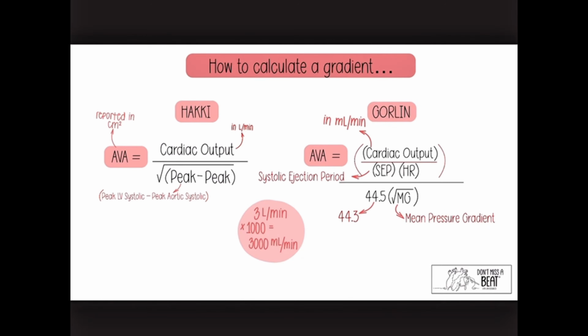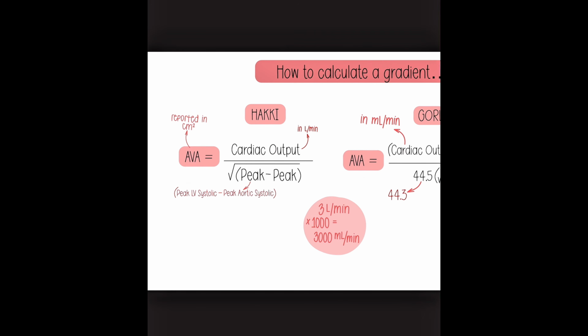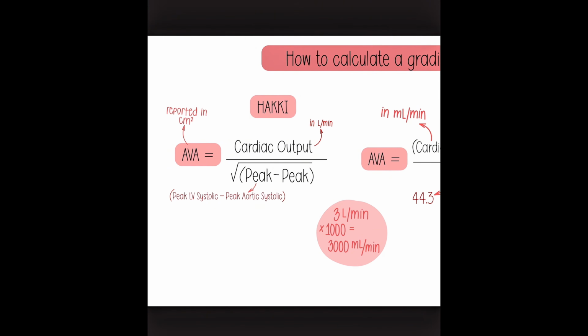Okay. Now, how do you calculate a gradient? Because we have two formulas for aortic stenosis. We have, I've always called it Hakki, and then Gorlin. Gorlin is the gold standard. If you look at it, it's more complicated, so you can think of that as more accurate, although I know that's not what that means, but just if you have trouble remembering. And Hakki is an estimate because you can only use peak to peak for Hakki, so you can do this with any pullback as long as you have a cardiac output calculated, or maybe you're doing a right and left heart cath, you have Fick calculated, you can use that.